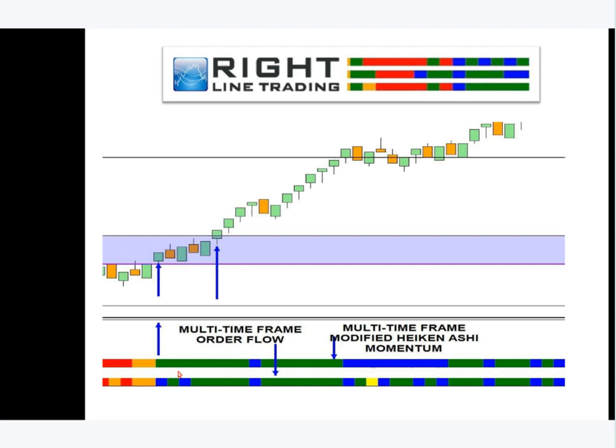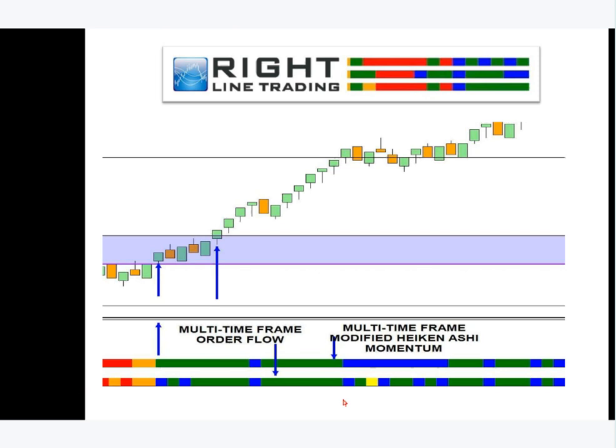Now, you want to trade when the multi-time frame assessment of momentum and the multi-time frame assessment of order flow align. When you do, you get a very low risk, potentially high reward trading entry. Now, order flow is simply, is there an abundance of buyers or an abundance of sellers on your trading dome? I mean, what is happening? Is there buying pressure or selling pressure?